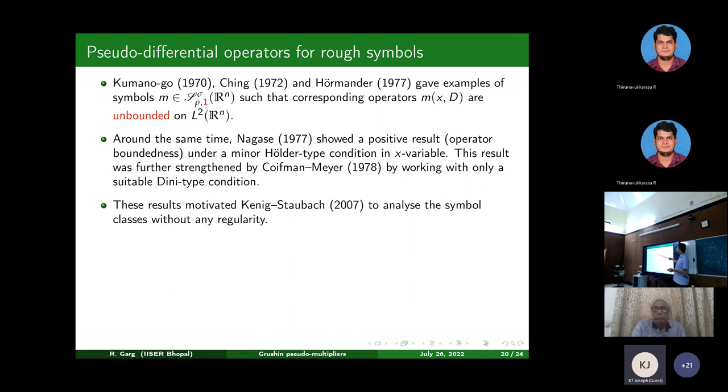But then Nagase showed, and this was further strengthened by Coifman-Meyer, that if you are not taking the full one, but if you are taking kind of a Hölder type condition, or moreover some kind of Dini condition in the X variable, you can get L2 boundedness.